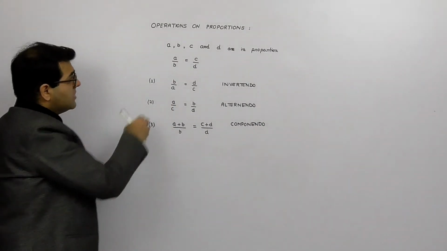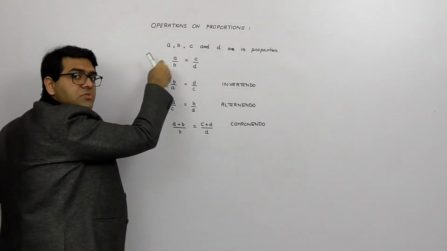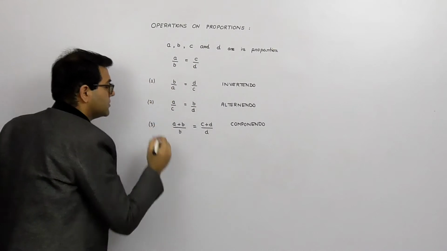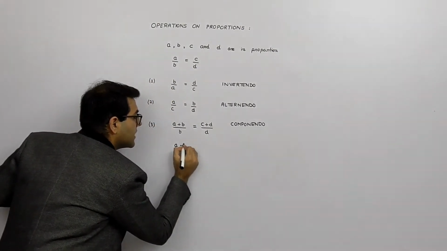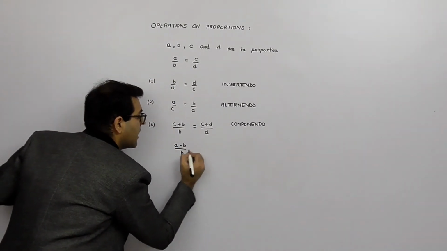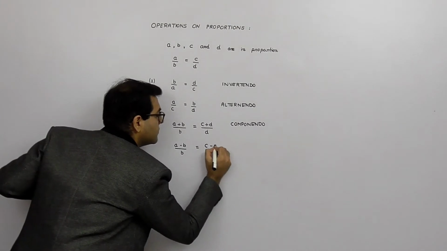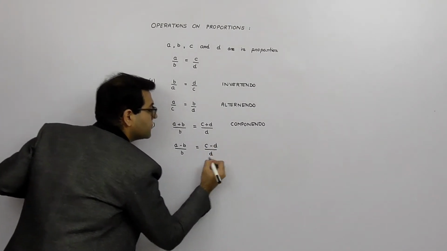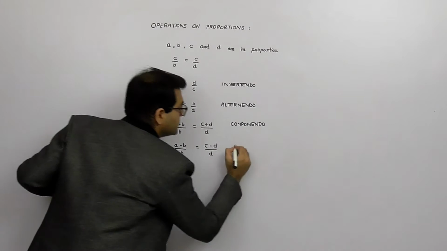And finally, what if I subtract one from both sides of the equation? On my left hand side, what I get is (a-b)/b, and on my right hand side, what I get is (c-d)/d. Dividendo.